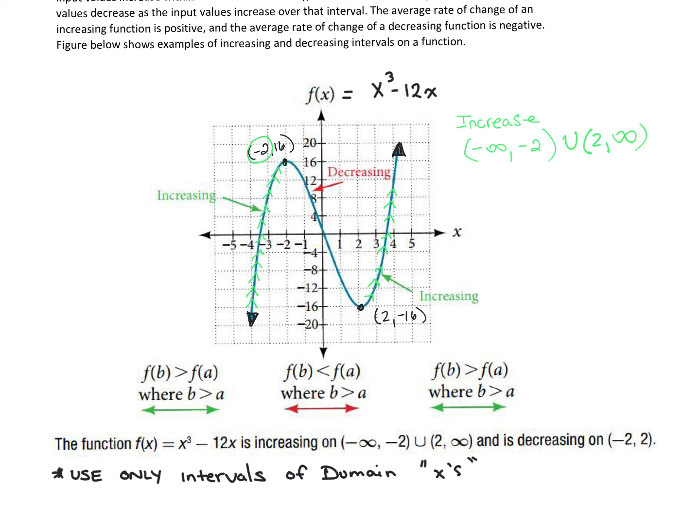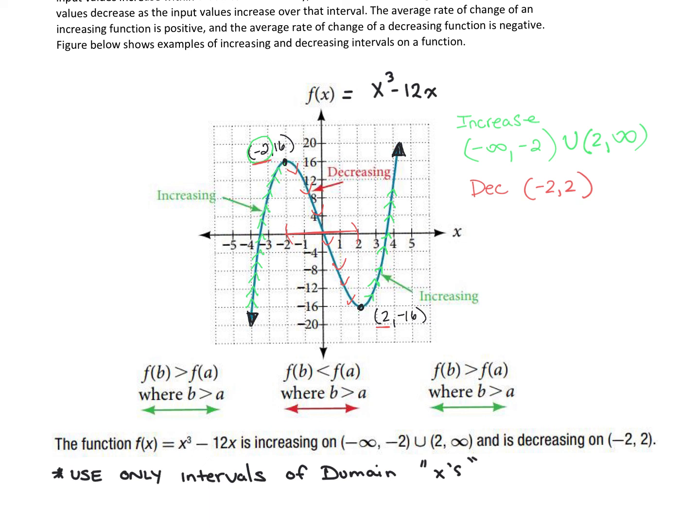So again, that's when my pencil would be going up from left to right. It's decreasing in here. And again, we're only using the x coordinates, so from negative 2 to 2, like in this region here, it's decreasing. And in this particular case, there is nowhere where this function is constant.